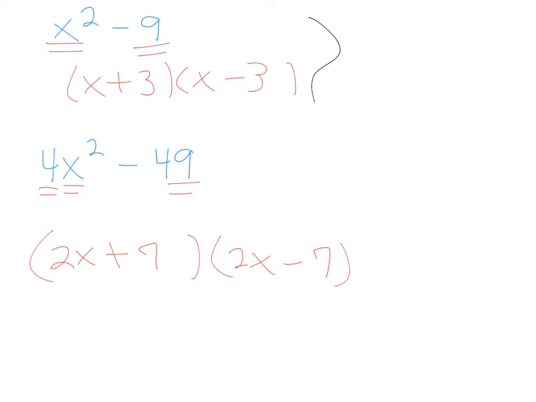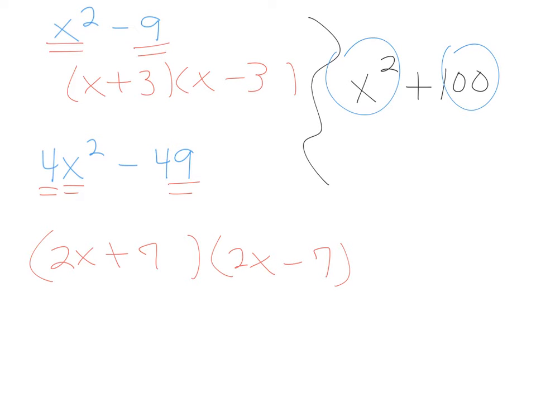Be careful with these types of problems. We have a binomial because we have two terms. We have two perfect squares, but we have a plus sign. It is not a perfect difference between squares, so you can't do anything with it.